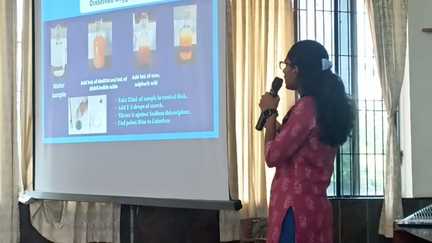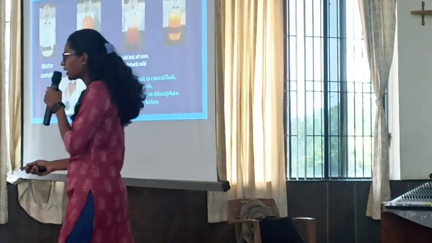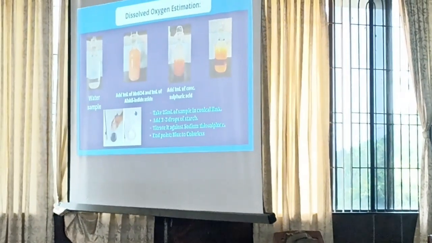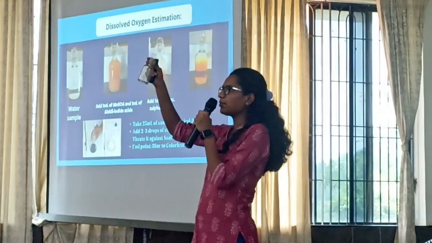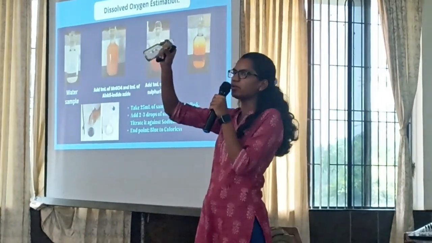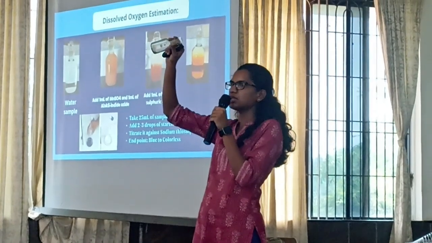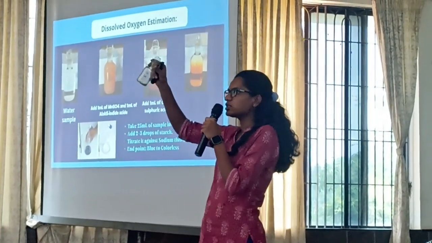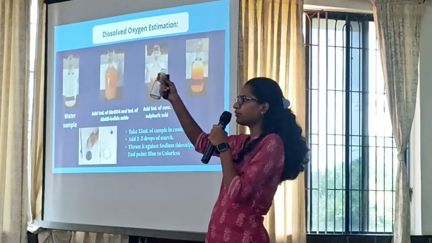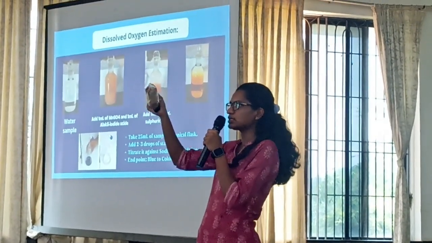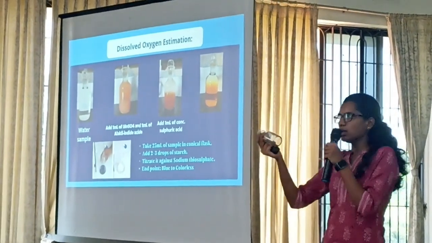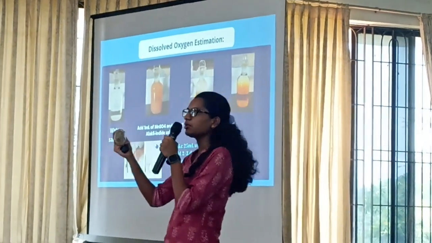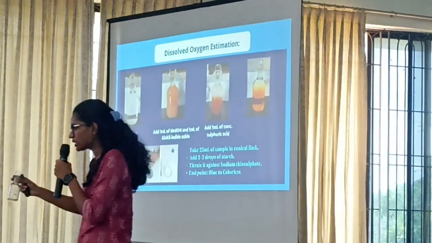When we do the analysis, the first thing is you will take a BOD bottle. This is a BOD bottle. When you take the water sample, you need to take it in such a way that there is no air bubble formation in the BOD bottle. Because when there is an air bubble, it affects your DO value, it increases the DO value, because one of the sources for DO is air. So make sure no air bubbles form when you take the water sample.